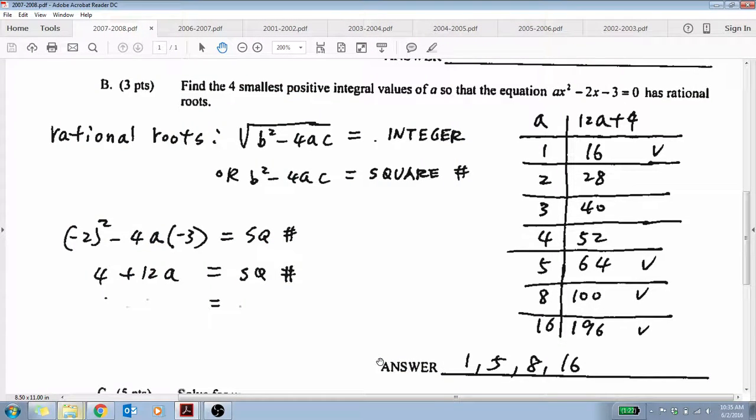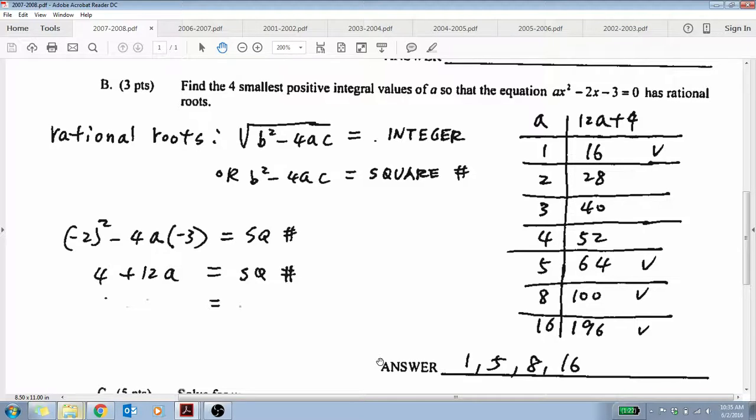Find the four smallest positive integral values of a so that the equation ax squared minus 2x minus 3 equals 0 has rational roots. So remember that in order for something to have rational roots, I can look at the discriminant to determine if it's going to be rational or irrational, if it's going to be real or imaginary, and I can also tell the number of roots as well based off the discriminant.